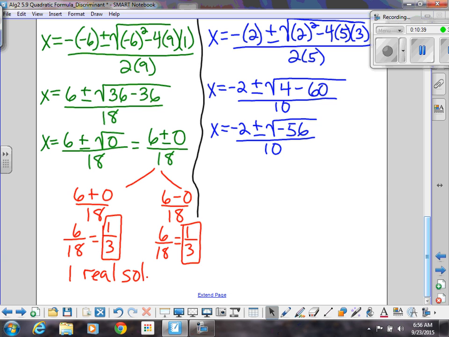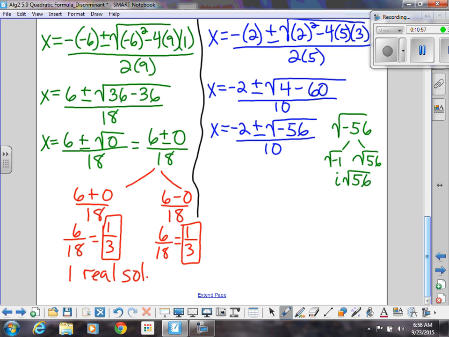So if we were to try to do that in the calculator, we would normally, in Algebra 1, say, oh, there's no solution, we can't do it. But now we know better. Now we know we can split up the square root of negative 56. We can split that up into the square root of negative 1 and the square root of 56. And now the square root of negative 1 is i, and I have square root of 56.